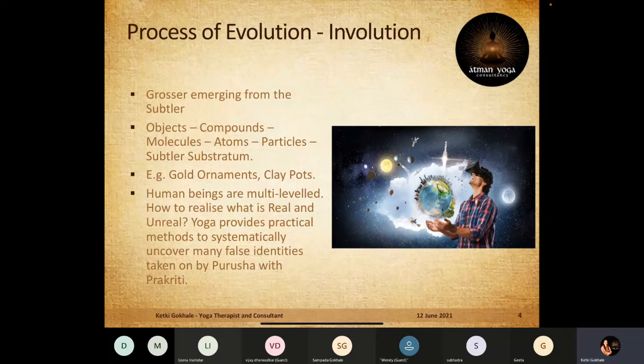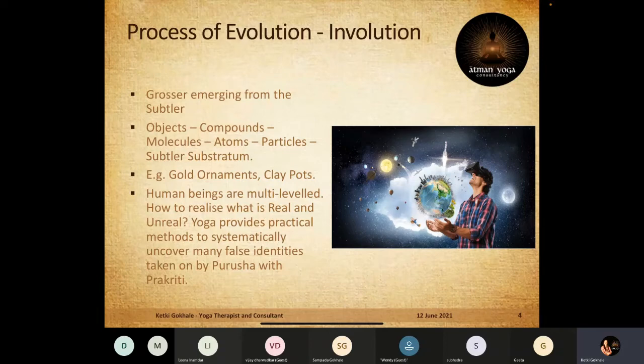Let's take the example of gold ornaments. So when we say the earrings or necklace or ring or bangle, anklet, these are the various forms taken up by one principle, that is gold. Or the clay pots. You can make so many things out of clay, like the pots, vases, many things. But are they real? What is the subtle substratum or the principle behind all these forms and names? It is the clay in the context of clay pots, or gold in the context of gold ornaments.